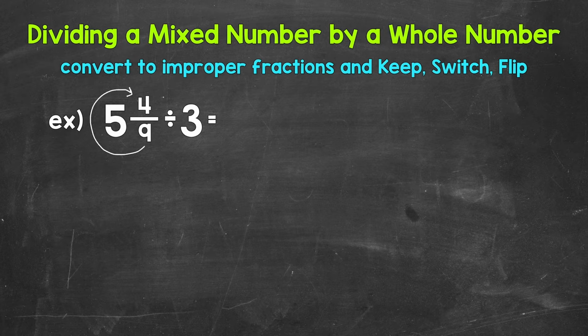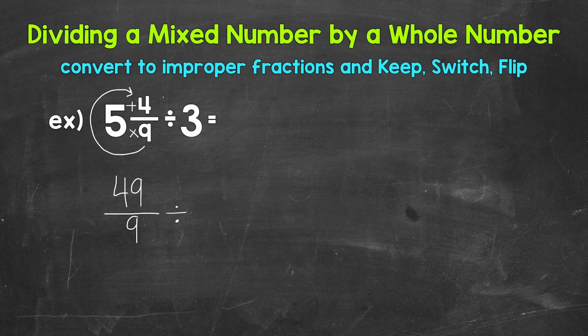We start at the bottom and multiply and then add. So take the denominator and multiply it by the whole number. So 9 times 5, that gives us 45. And then we add the numerator. So add 4. 45 plus 4 gives us 49. And we keep the denominator of 9 the same, divided by 3.